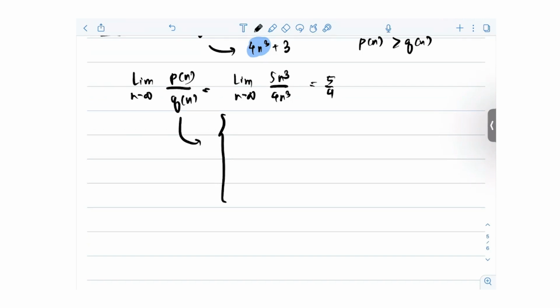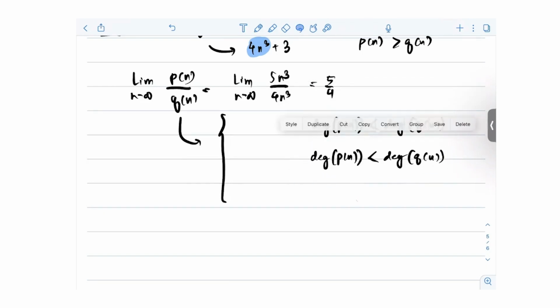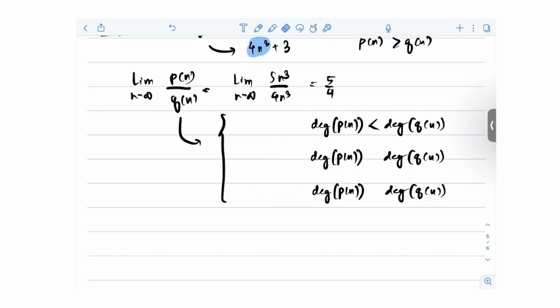There are three cases. First, the degree of Pn is less than the degree of Qn. Degree means, I hope you understand, if you remember what a polynomial is, the highest power. Then Pn behaves in the long term like n square, and the bottom like n cube, so it becomes n square by n cube, and it will go to 0. Even if it's negative, it will go to 0, from the negative side or the positive side.